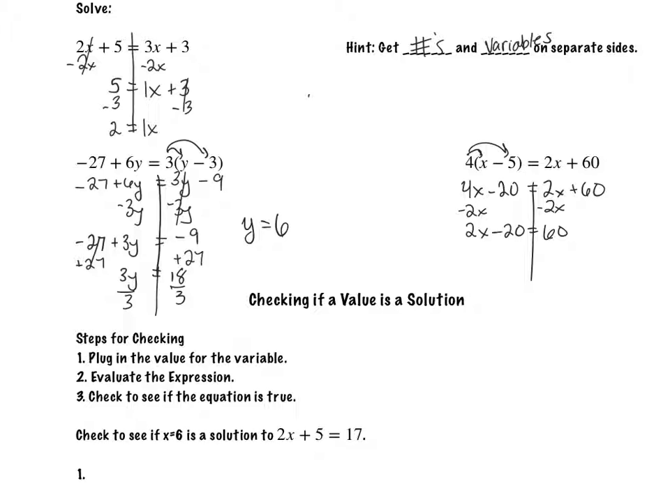Scott, what would your next step be? I'm going to add 20 to both sides. 2x is equal to 80. And then I just want to divide by 2. So x is equal to 40.